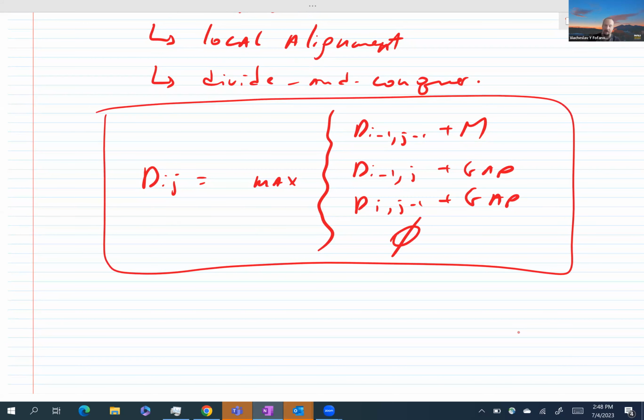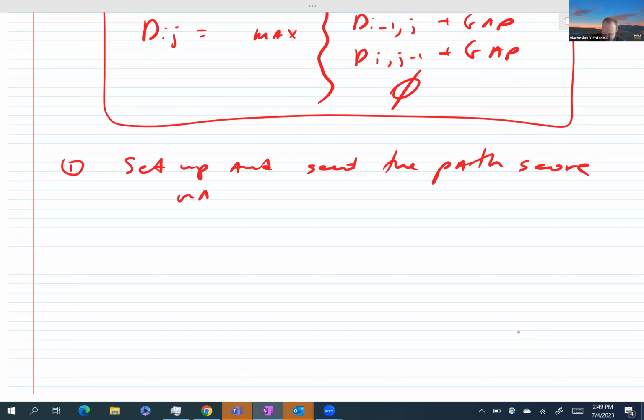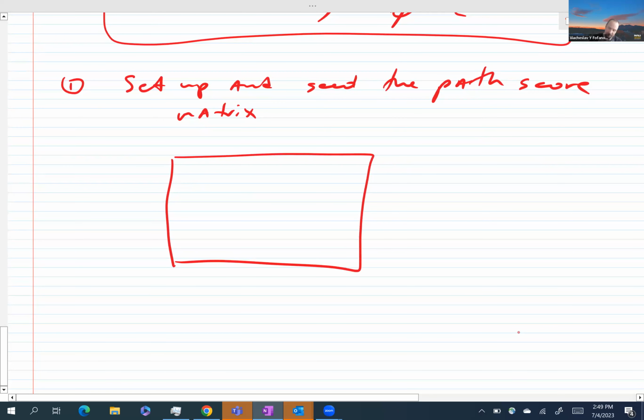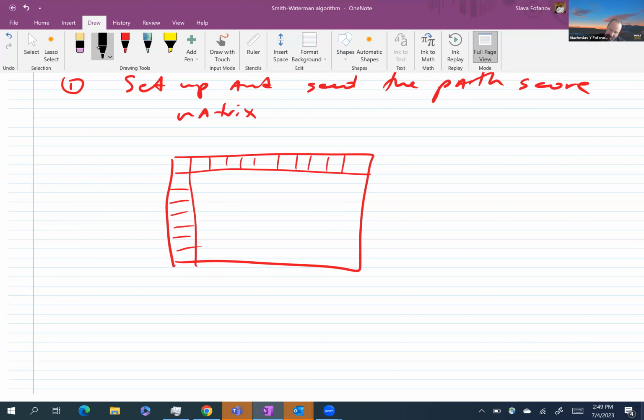So this means that our algorithm is going to be step 1, set up and fill out the path score matrix and seed. Now, because we have this minimum value threshold, the first column and the first row, instead of being increasingly negative numbers, are just going to be set to 0. Let's go ahead and change the color so it's easier to see.